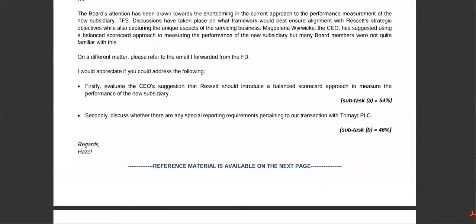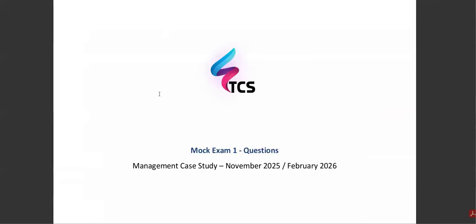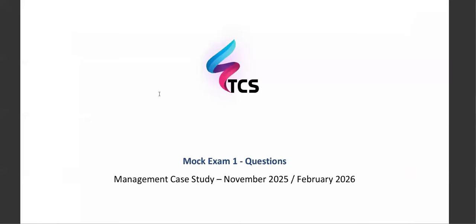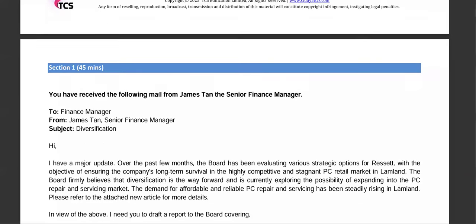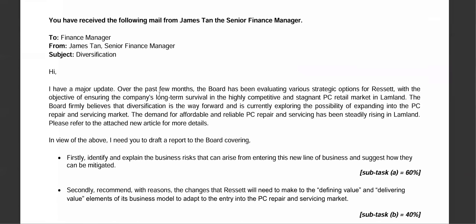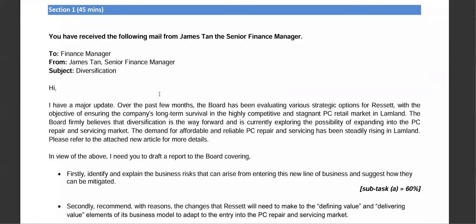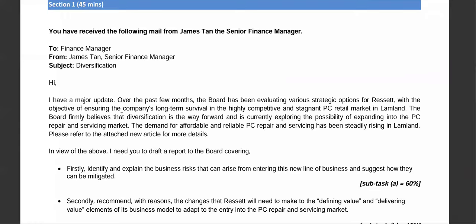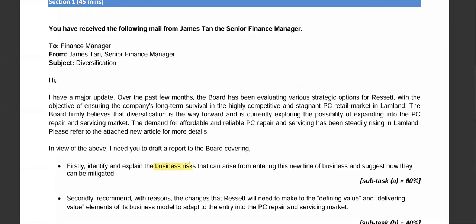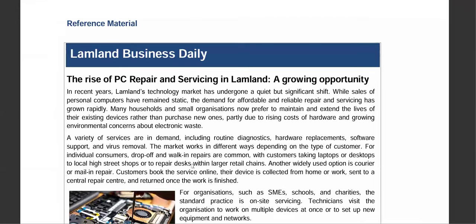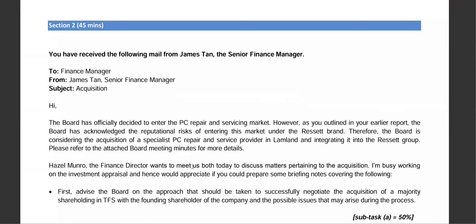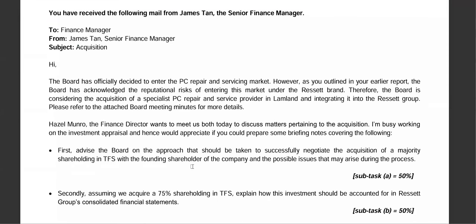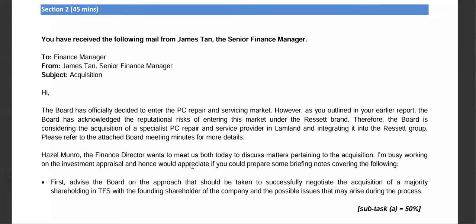So you would recall from the answering technique webinar, Nick discussed the first section of the mock examination, mock exam 1. And I'm sure you would recall you discussed the business risks related requirement. And in today's discussion, we will move on to section 2, where we have a task relating to F2 and specifically group accounts. So let's read through the email.